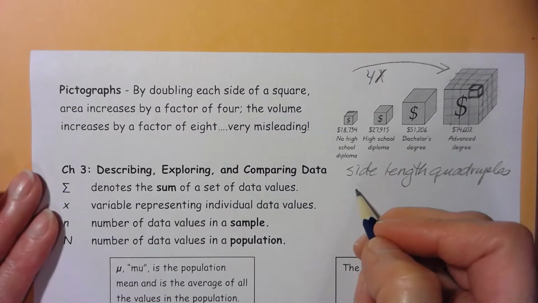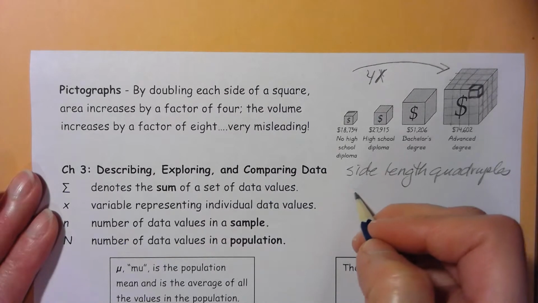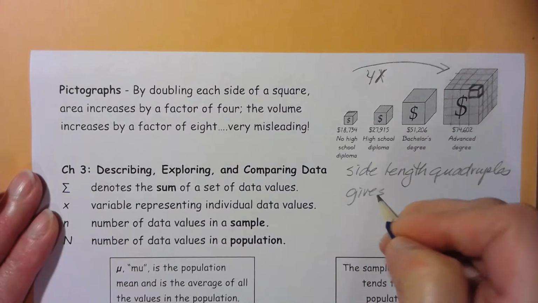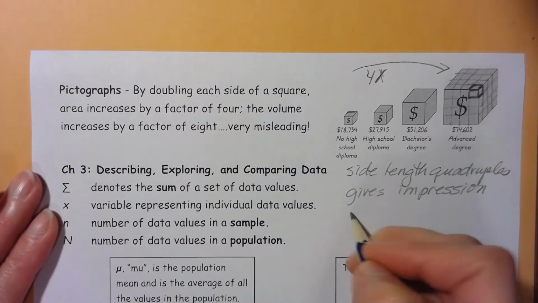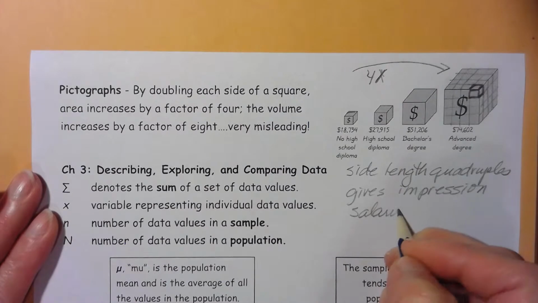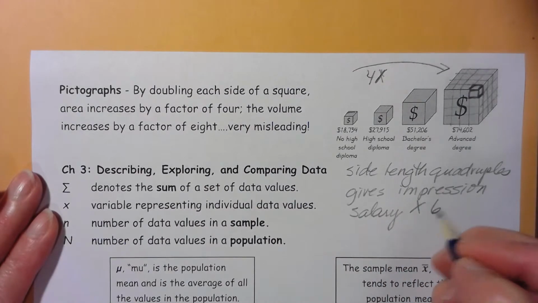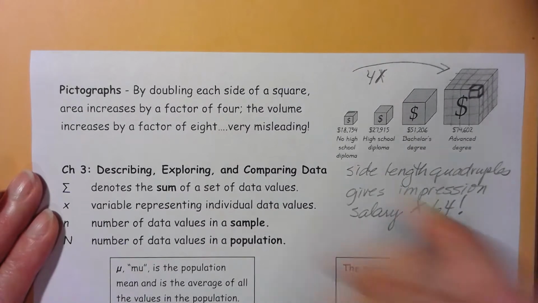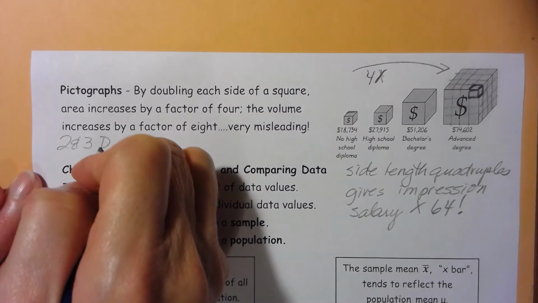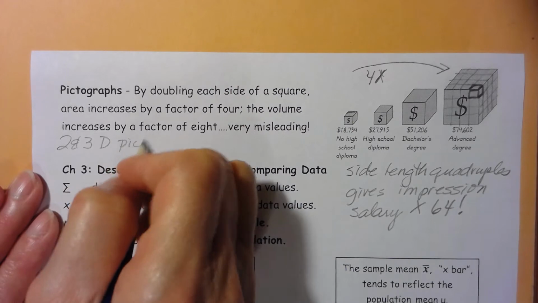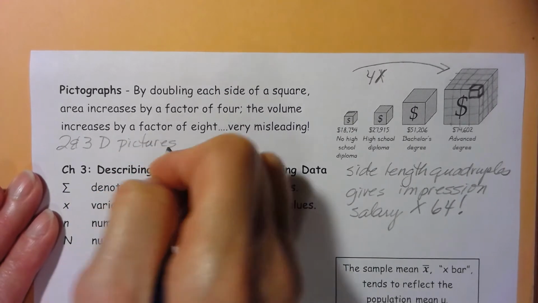it has the visual display, or it gives the impression that salary is magnified times 64, and that is not the case. So basically, 2- and 3-dimensional figures or pictures are misleading. They're hard to interpret.